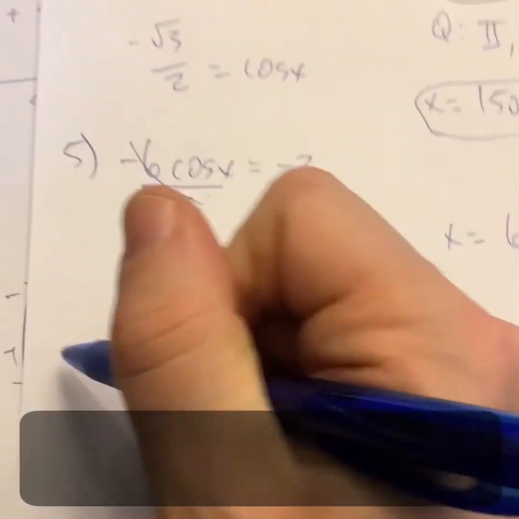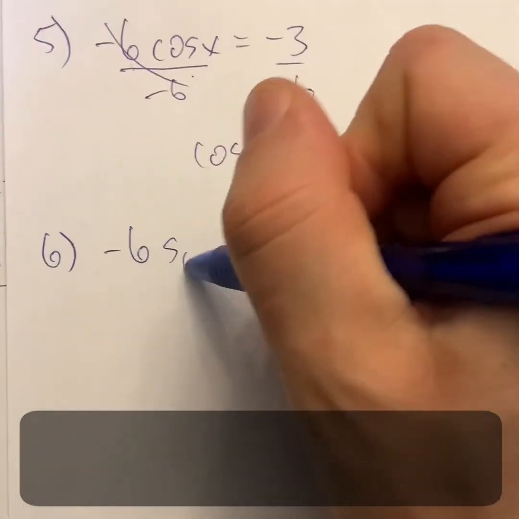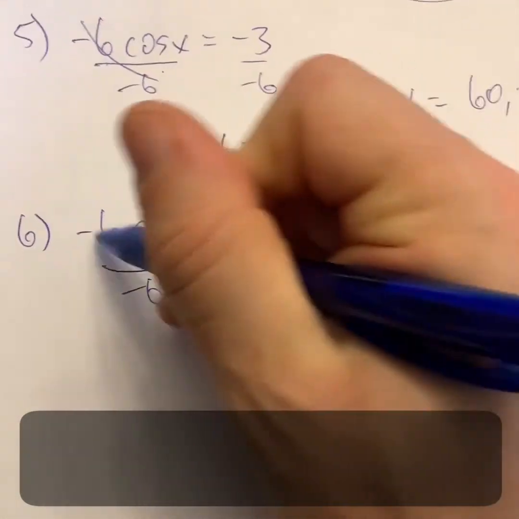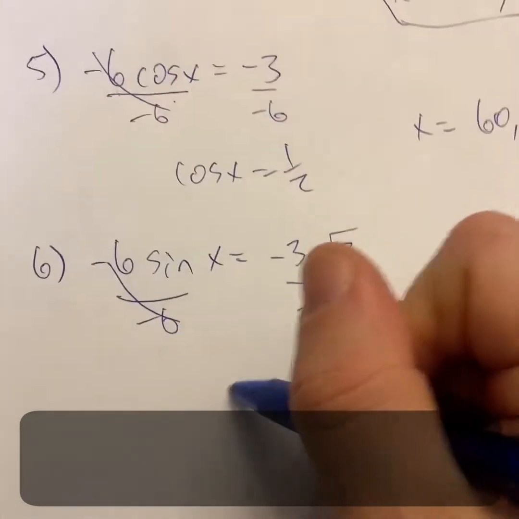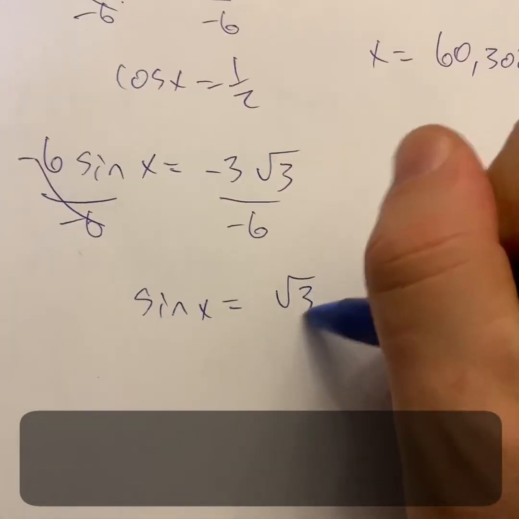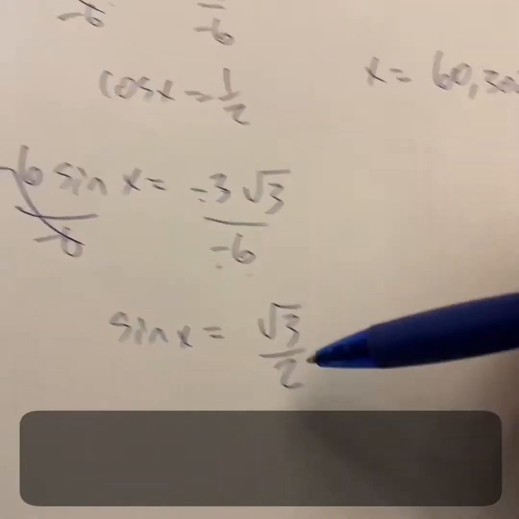And then lastly, number 6, we've got -6 sine x equals -3 radical 3. Divide both sides by -6. We get the sine of x is equal to radical 3 over 2. Negative divided by negative is positive, and 3 over 6 is 1/2.